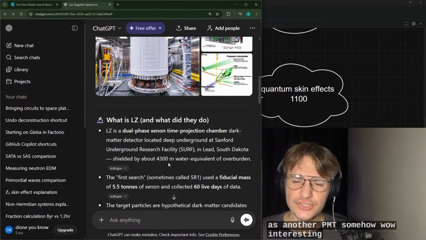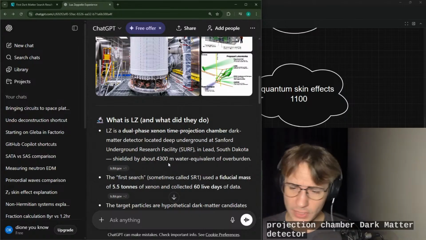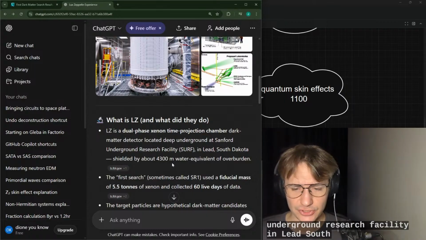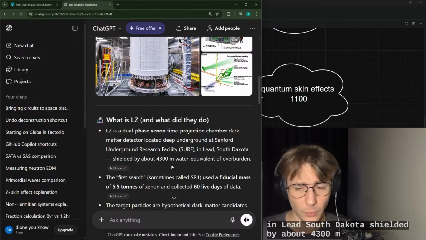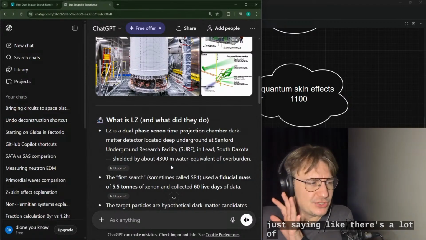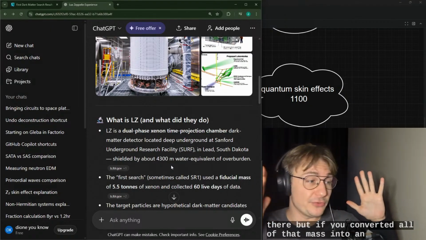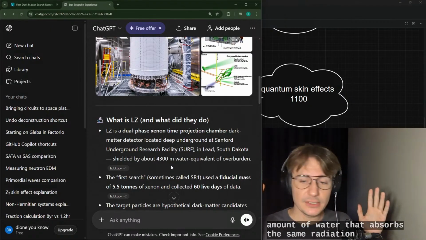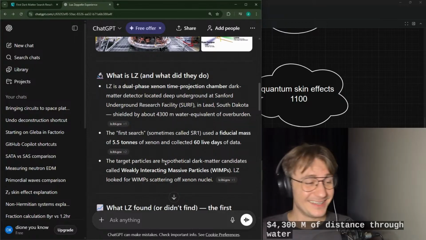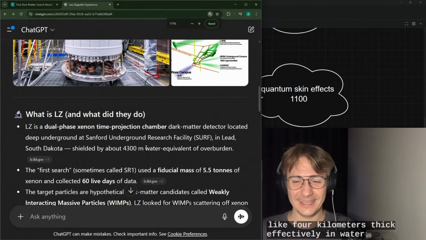Interesting. It's a dual-phase xenon time projection chamber dark matter detector located deep underground at Sanford Underground Research Facility in Lead, South Dakota, shielded by about 4,300 meters of water equivalent overburden. So calling it water equivalent is just saying there's a lot of dense material in the ground there, but if you converted all of that mass into an equivalent amount of water that absorbs the same radiation, you get 4,300 meters of distance through water. So it's like 4 kilometers thick, effectively, in water. That's crazy.